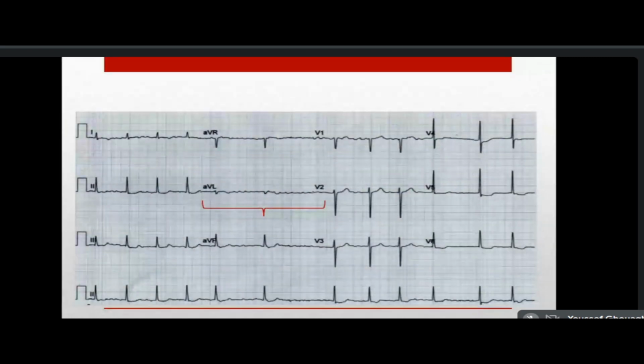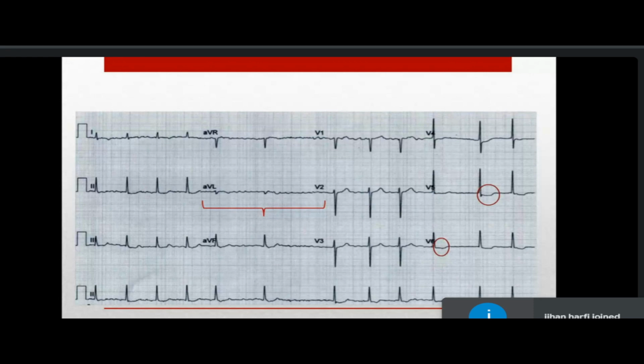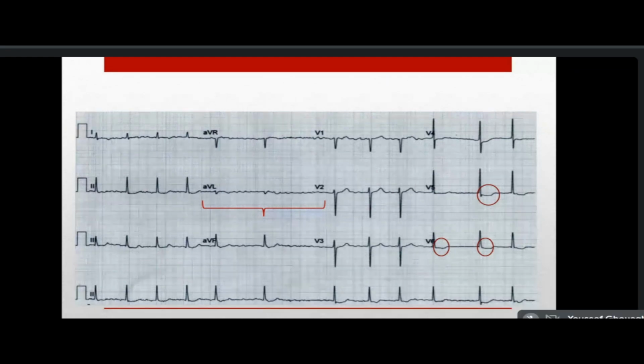Here, as you can see, we have the P wave of the atrial fibrillation, and we have here the depression of ST in V5 and V6 that shows the non-STEMI myocardial infarction.